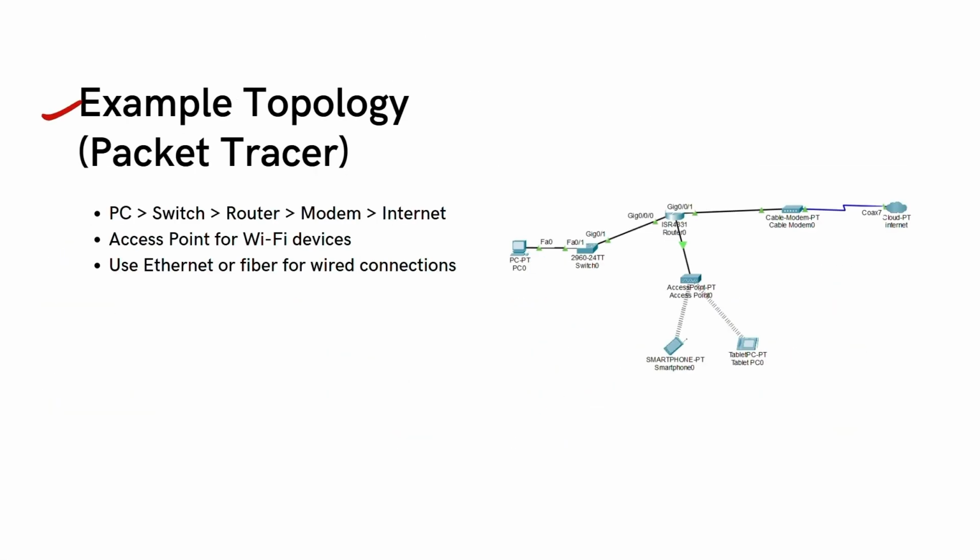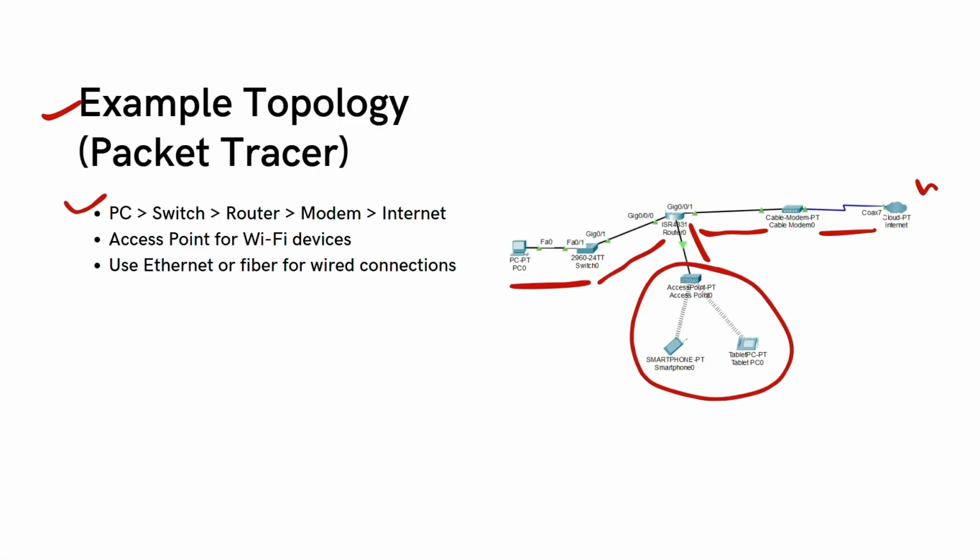Example topology in Packet Tracer. So as you can see this image, PC is connected to switch, and then the switch is connected to router. After that, router is connected to modem and then cloud. And here is an AP, access point. These devices are wireless, but AP allows them to connect with the wired network. Then there is one device between the internet and a router called modem.